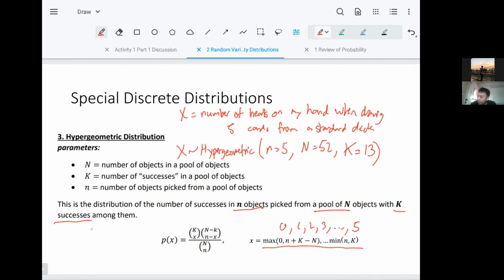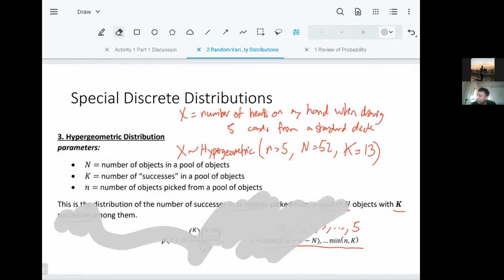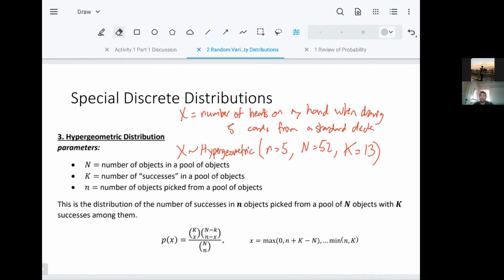Alright? So now, if our question is, what's the probability that I will have, how many hearts do you want? 2 hearts na lang. What's the probability that I'll have exactly 2 hearts in my hand? So that's p of x equals 2. And we just plug in k, 13, combination x, that's 2. N minus k, that's 52 minus 13, that's 39. Combination n minus x, that's 5 minus 2, 3. All over 52 combination 5, capital N combination small n.